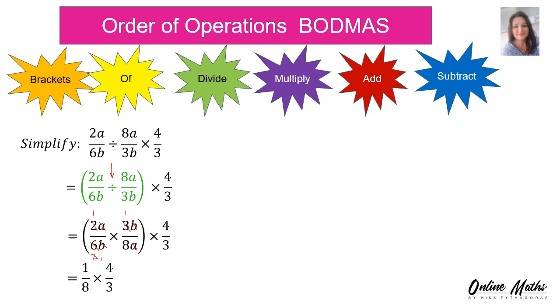And with the 4 over 3, I can say 4 goes in itself once, 4 goes into 8 twice, and I'm left with 1 times 1 over 2 times 3, and the answer is 6.